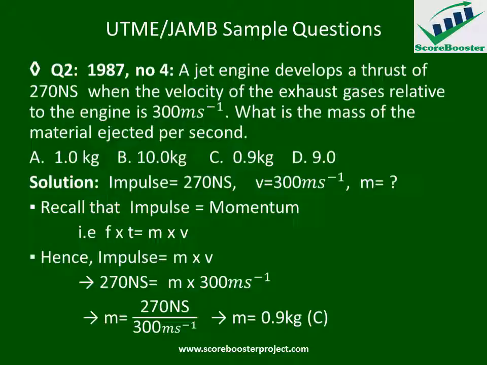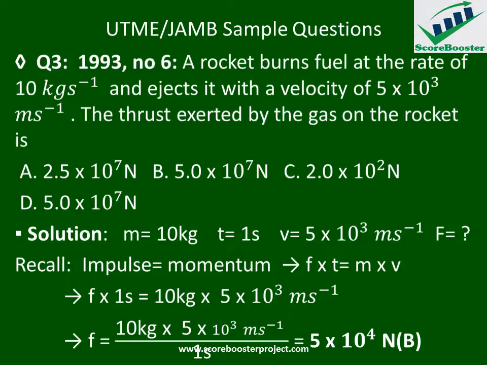For this particular question. The next question we shall be considering comes from 1993, number 6. And the question goes thus: a rocket burns a fuel at the rate of 10 kg per second and ejects it with a velocity of 5 times 10 raised to power 3 meter per second. The thrust exerted by the gas on the rocket is dash.